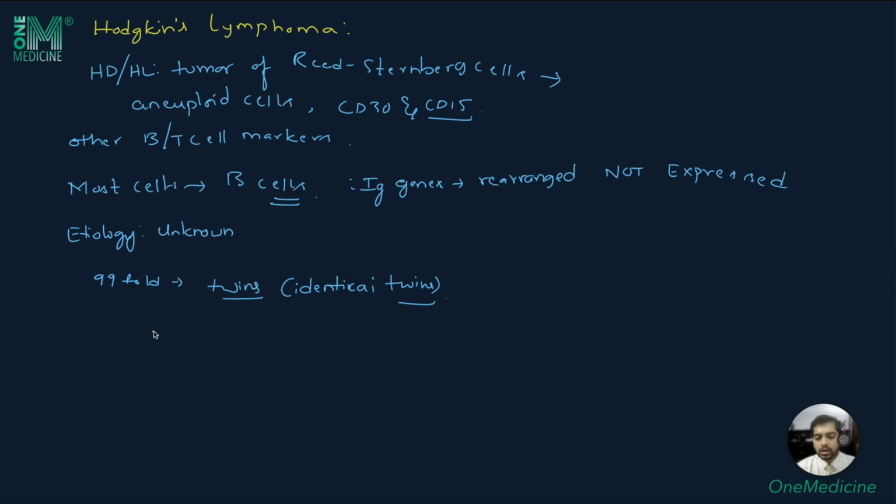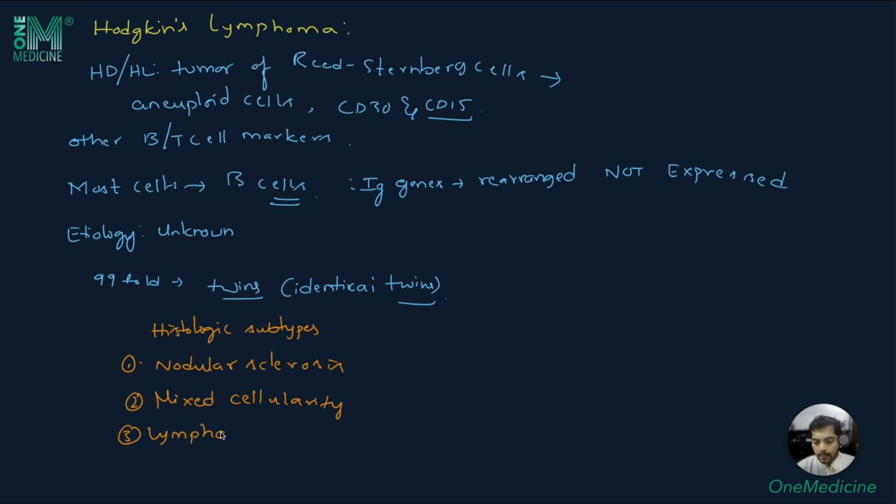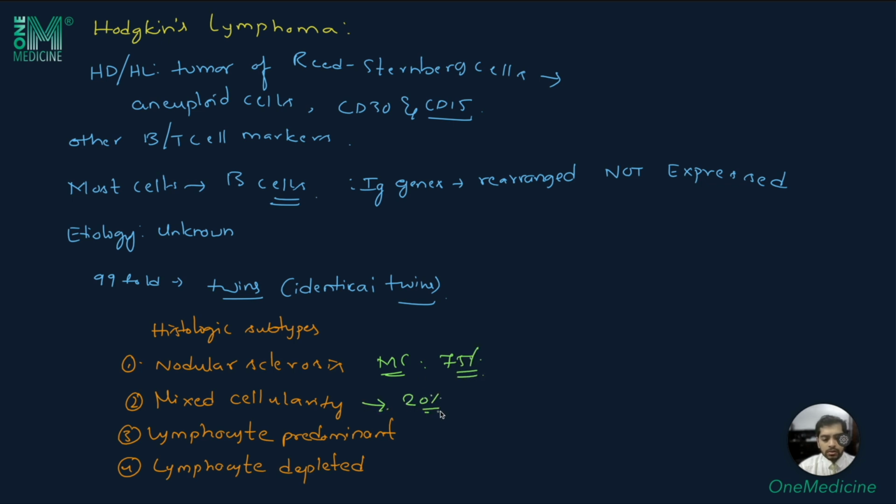There are 4 distinct histologic subtypes: nodular sclerosis, mixed cellularity, lymphocyte predominant, and lymphocyte depleted. Nodular sclerosis is the most common Hodgkin's disease, amounting to 75% of the cases. Mixed cellularity contributes to 20% of the cases of Hodgkin's. The remaining 2 share around 5% of the cases.